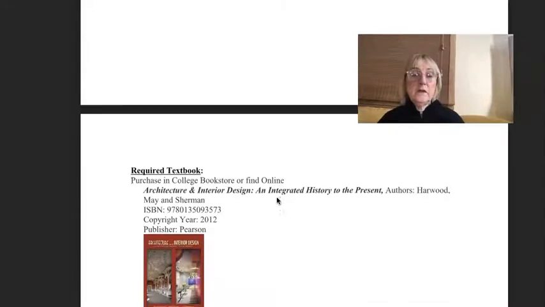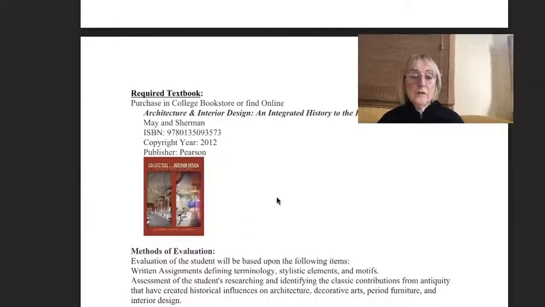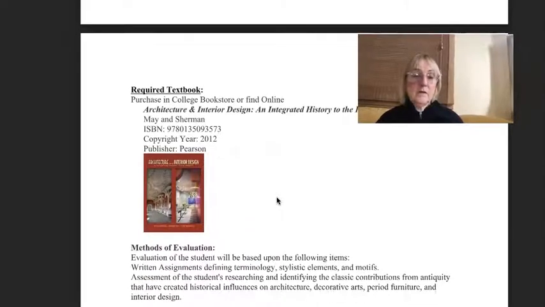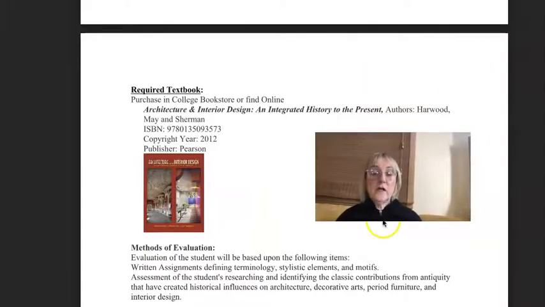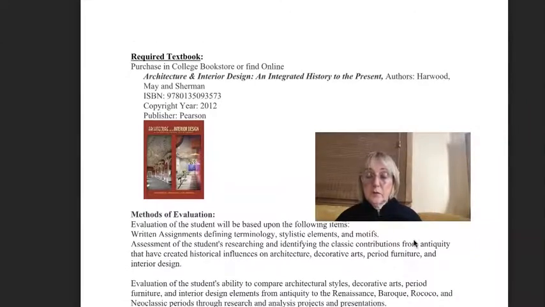This course is a fully online course, so when you get into the course, please find the syllabus, click on the syllabus, and then read it thoroughly. Here's the textbook we're going to have, which is called Architecture and Interior Design: An Integrated History to the Present by authors Harwood, May, and Sherman. The textbook is available in the bookstore. You can buy it online. You might find it used, but it's very important to have the textbook.